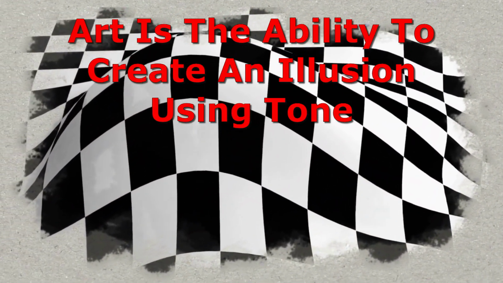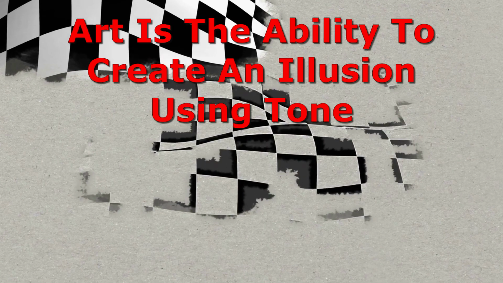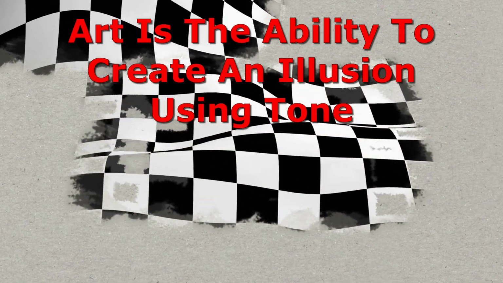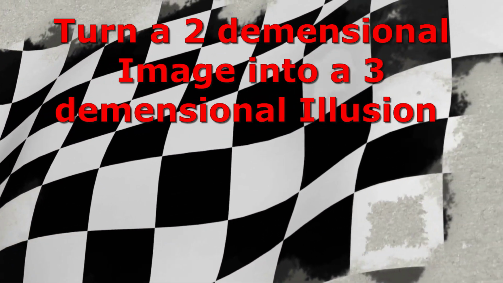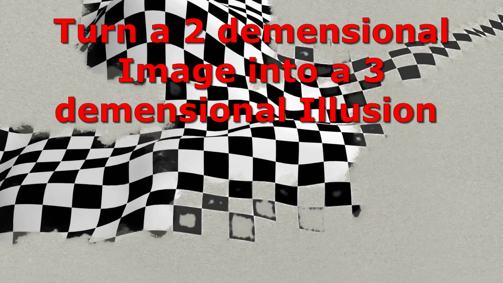Today we're going to learn some fundamentals about tone. Art is the ability to create an illusion using tone. Your ultimate goal is to take a two-dimensional image and create a three-dimensional illusion. While the ability to do this takes a lot more than just one lesson, the fundamentals are the same, and today we're going to learn those fundamentals.